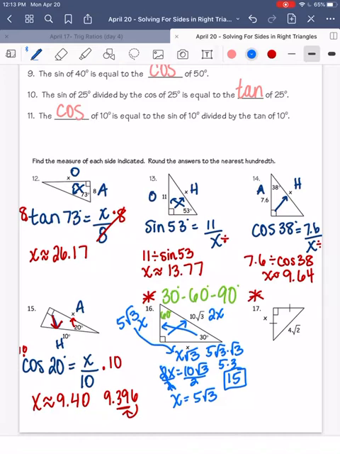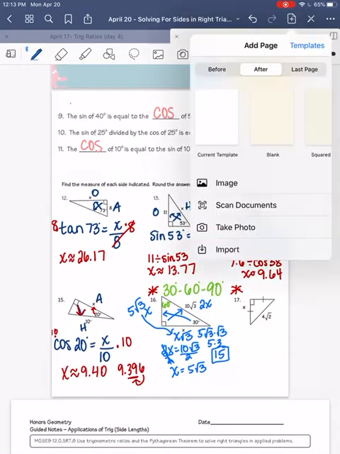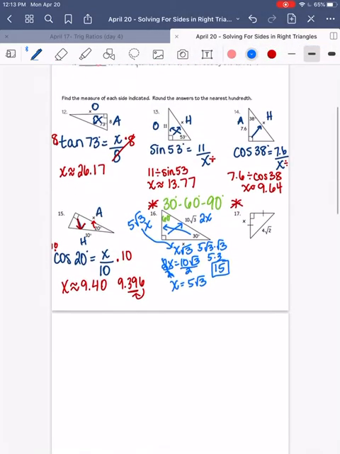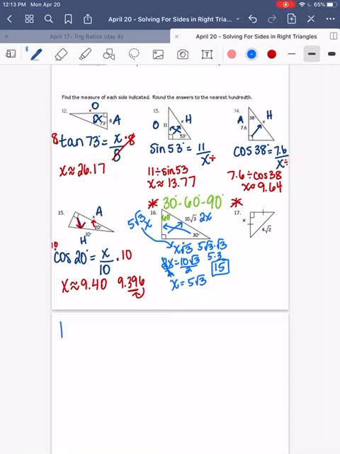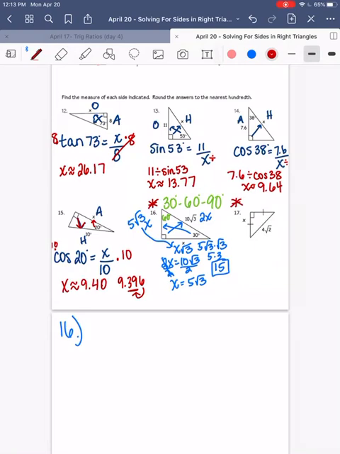I didn't plan this space out, but that's okay. Let's add a new page, and then I'll go down below. Another way we could do 16 is we could label it using red. We could call this the adjacent side and this the hypotenuse, so that's cosine. So cosine of 30 degrees is adjacent over hypotenuse. Is that multiply or divide? It is a multiply.